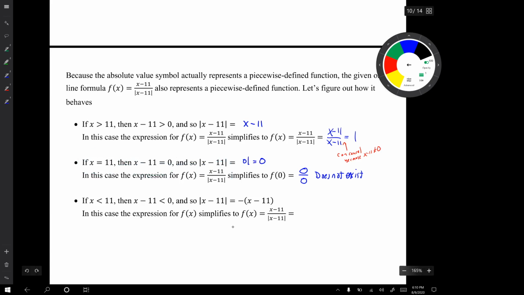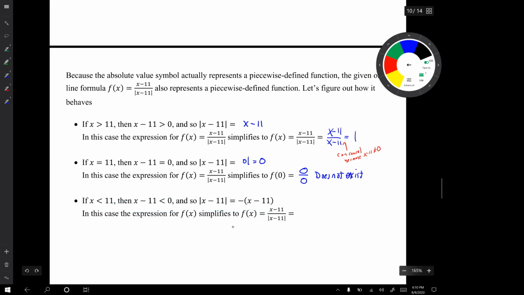Now, what about the case where x is less than 11? Well, if x is less than 11, then x minus 11 is less than 0. So that means the absolute value of x minus 11 is computed by taking the negative of the quantity x minus 11. So the symbol absolute value of x minus 11 actually represents negative parentheses x minus 11 if we know that x is less than 11.